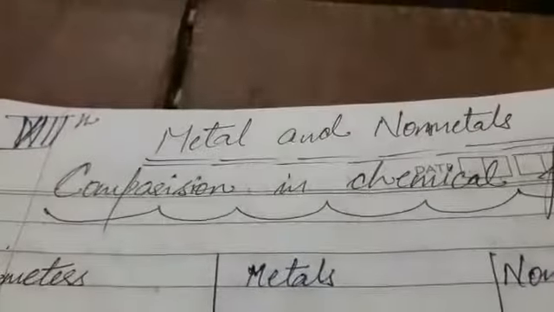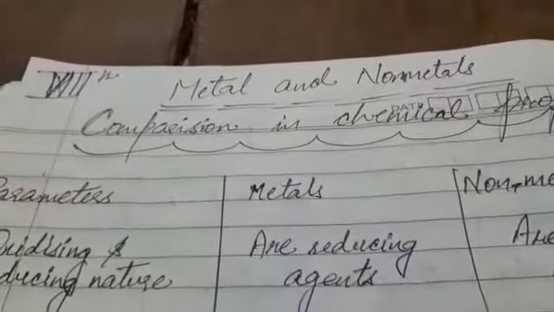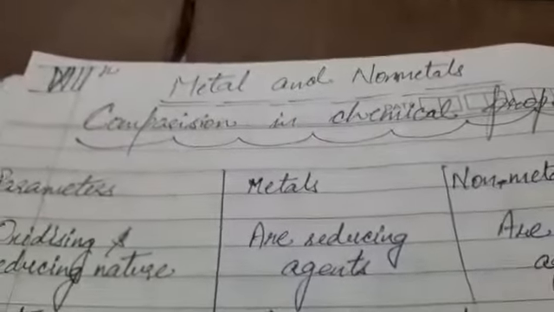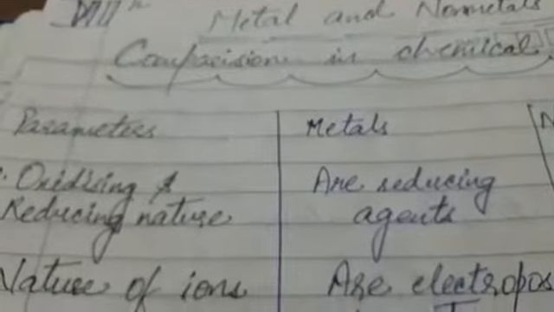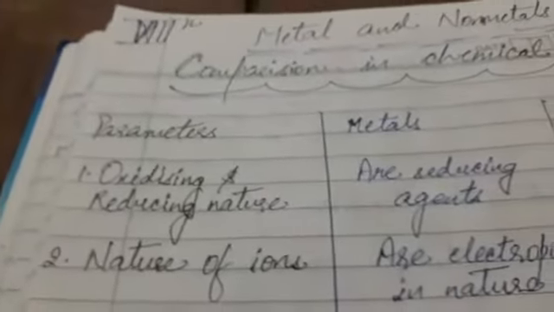Welcome back everyone. Today we will study about metals and non-metals. If we talk about metals and non-metals, what are the different chemical properties shown by them? First parameter is oxidizing and reducing nature.